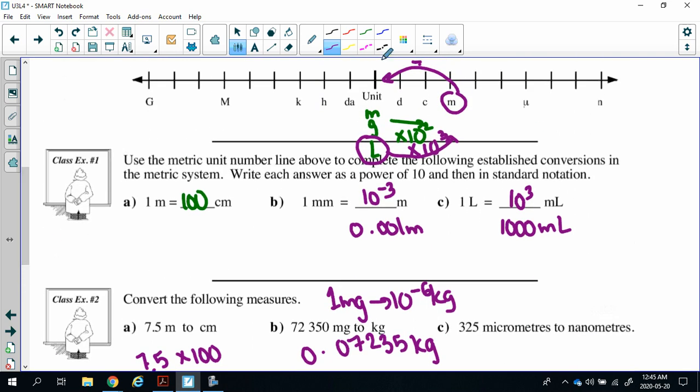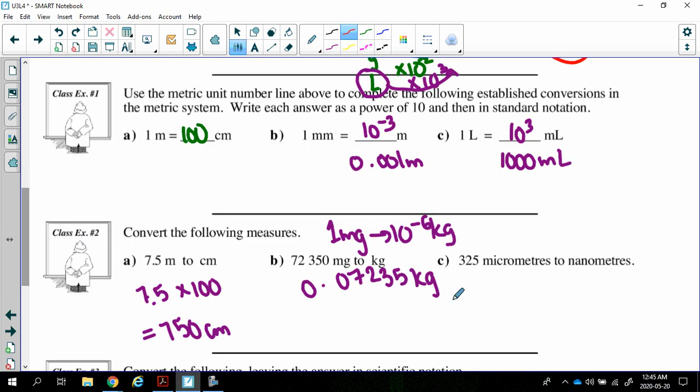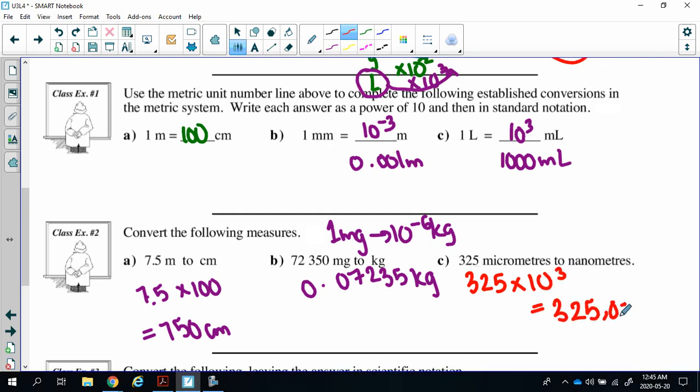And the last one here, micrometer to nanometer. So this is your micrometer right here, and this is your nanometer right here. So you're going this way, so you're going to multiply by 10 to the 1, 10 to the 2, and 10 to the 3. So this is going to be 325 times 10 to the power of 3, which is 325,000.